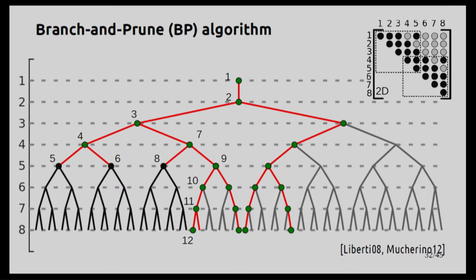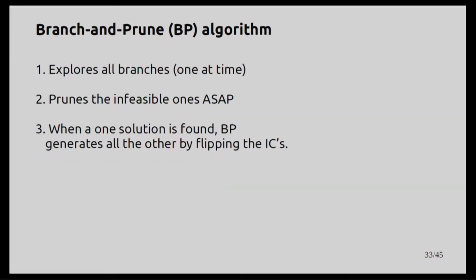Okay. So here I know this is a solution, but I don't need to look for it. I can just build it, right? So based on this reflection, but I also have a reflection here between 1 and 2. So I can reflect both solutions to the other side, and I get more solutions. This is the idea behind BP. So it explores all branches one at a time. It prunes as soon as it can, and then if a solution is found, it creates the others just by flipping the appropriate portion of the points.